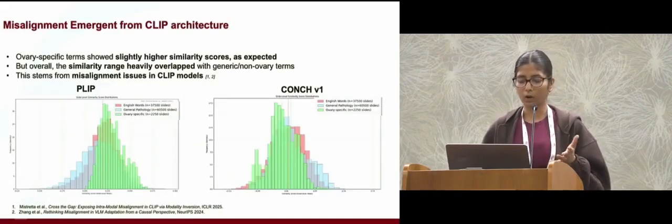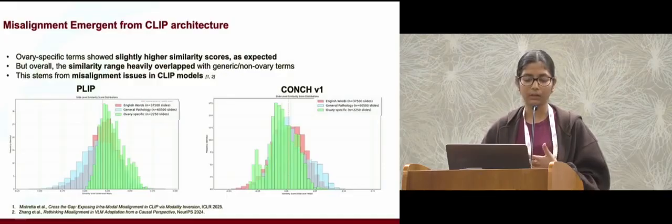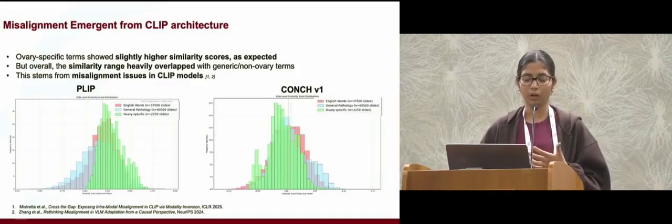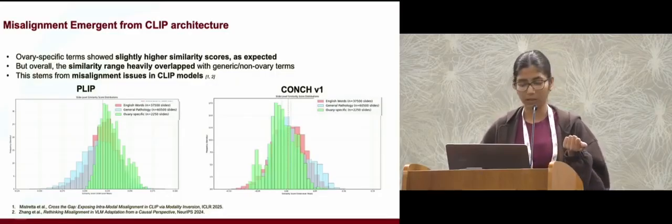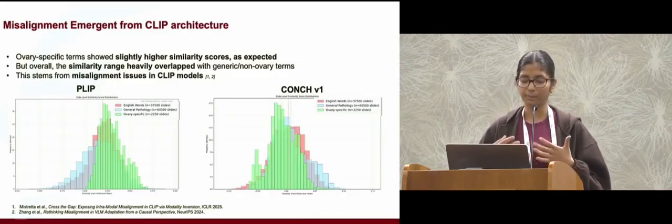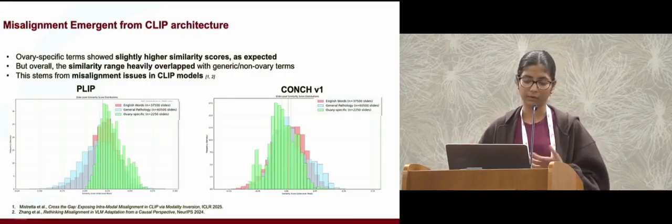So what we got was ovary-specific terms showed slightly higher similarity scores in CLIP as expected, but overall the similarity range heavily overlapped in both the models. The green here in both the images are ovary-specific terms. The red is English words, and the blue is general pathology words. So you can see that there is major overlap in the similarity range of these models.